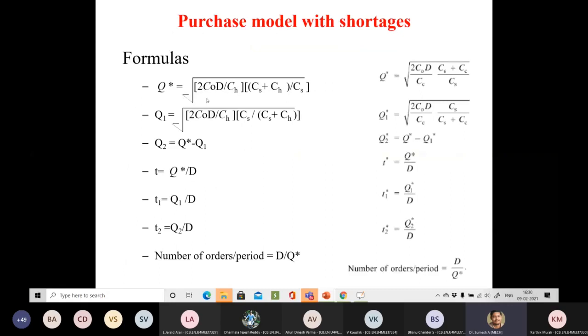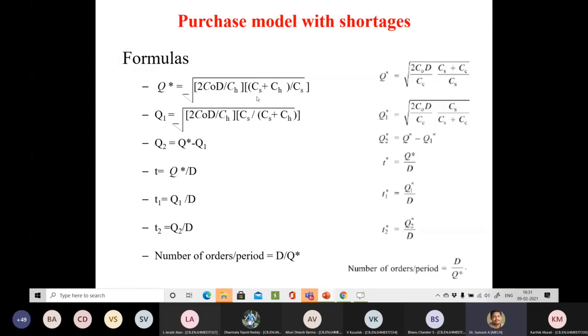So C0 into, instead of demand, it is marked as D, divided by CH, this is your initial term, plus CS plus CH divided by CS. This is an additional term coming into the picture for Q star. Q1 and Q2 you can also determine: T1 equals Q1 by D, T2 equals Q2 by D. And the number of orders per period is D, the demand, divided by Q star.